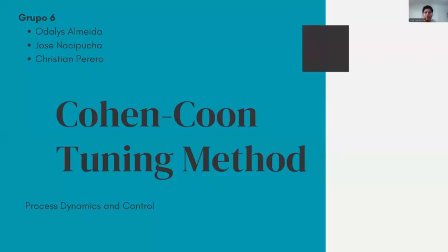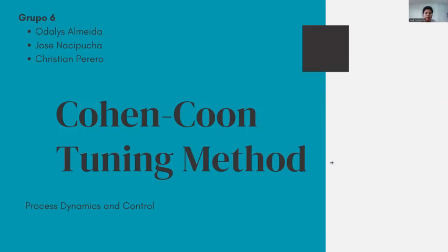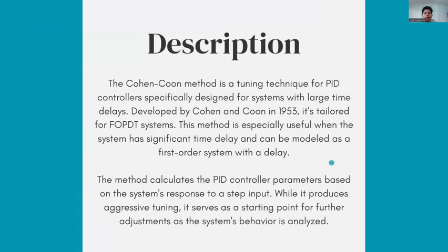Good afternoon, everyone. We are group number six, and today we will be discussing the Cohen-Coon method, a powerful and practical technique for tuning PID controllers. This method was introduced by Cohen and Coon in 1953. It is particularly effective for systems with significant time delays and has stood the test of time as one of the most widely used tuning methods in process control.